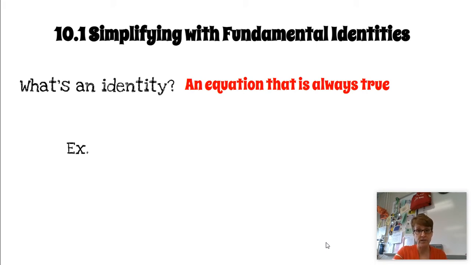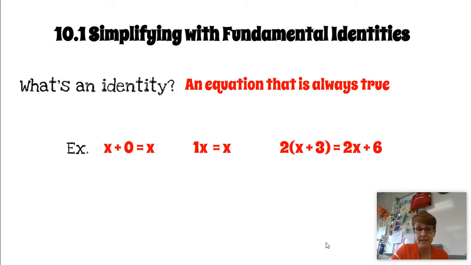A few examples of some identities would be x plus 0 equals x. Isn't that always true no matter what value of x you choose? Right? Another one, 1 times x equals x. Again, always true, but it doesn't have to be special like those, which are actually named identities, the additive identity and the multiplicative identity. It can be just something like this: 2 times (x plus 3) equals 2x plus 6. Always true. And we know that's true because it's just the distributive property. So again, an identity is just an equation that's always true.